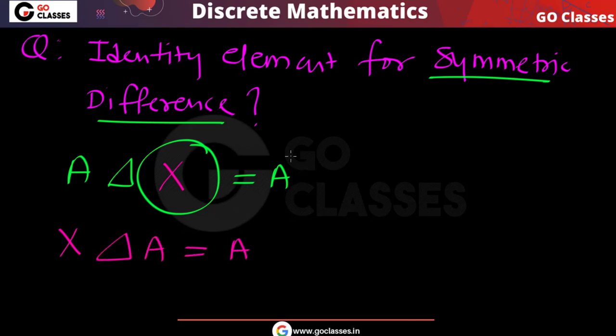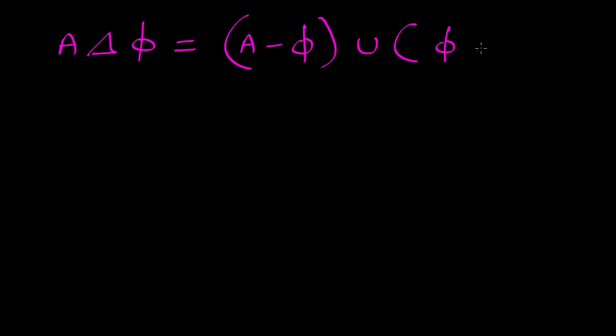So finally, what is X? Do we have any such X so that A symmetric difference X is A? Here X is basically the empty set. You can check it out: for any set A, the symmetric difference with phi is A minus phi union phi minus A. This is the definition of symmetric difference.